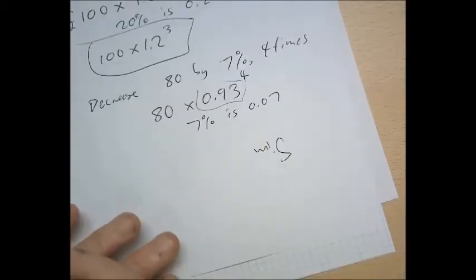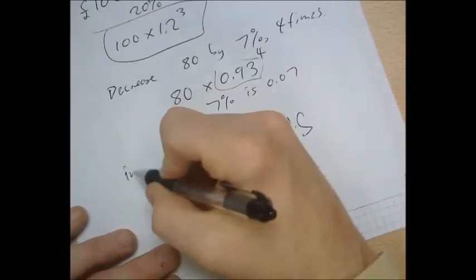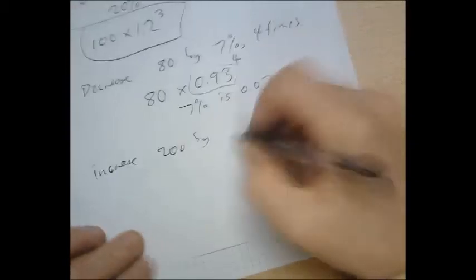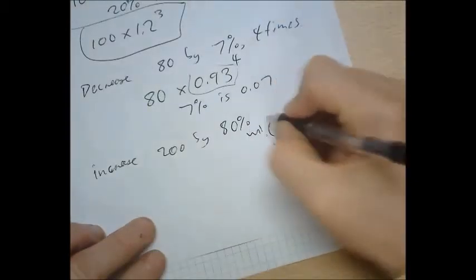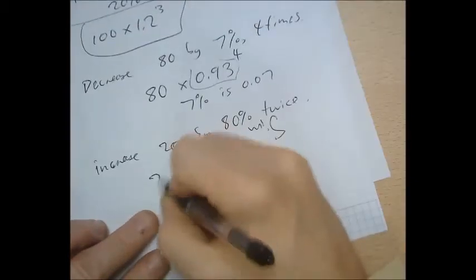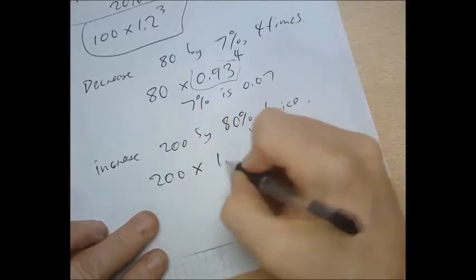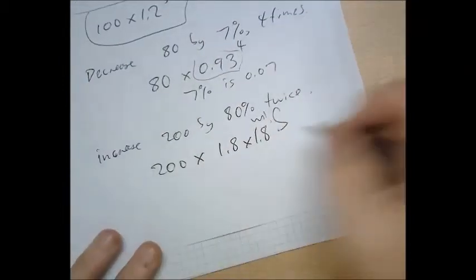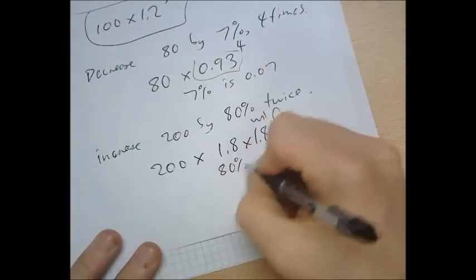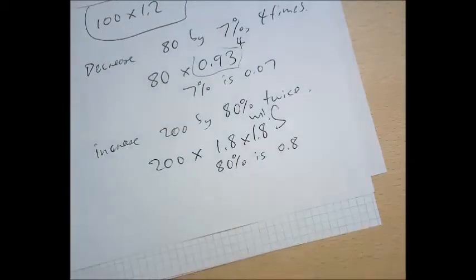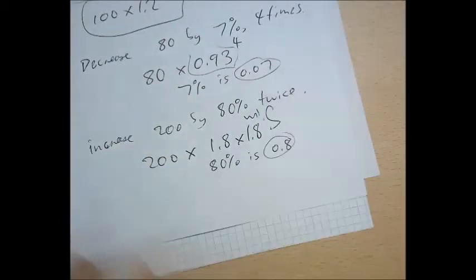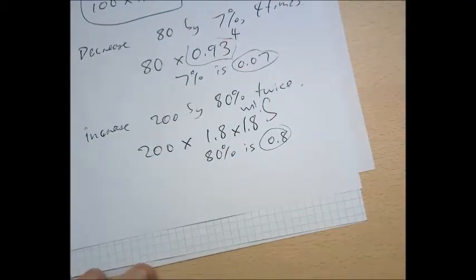One final example, increase £200 by 80% twice. So there's 200 times by 1.8 twice. Okay, where did I get the 1.8 from? Because 80% is 0.8. Okay, so just take your little decimal, either add it to 1 or subtract it from 1 in order to get this number that you multiply by.